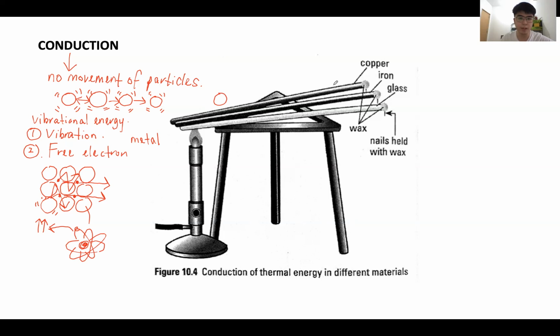Here, if you look at the diagram, we have three rods: copper, iron, and glass. Glass is not a metal. You dip these three rods in wax, and then you do a simple experiment. You heat one end and observe which one melts first. You find that copper is a very good conductor, and the last one is glass, because glass is an insulator.